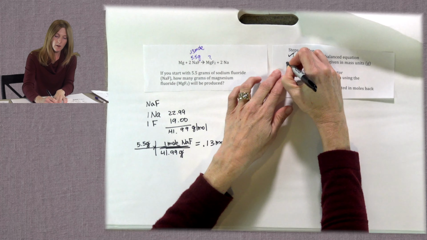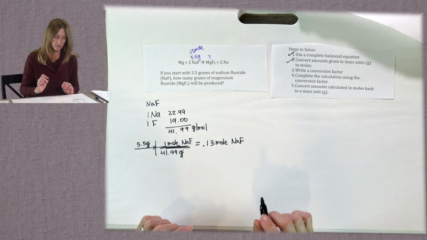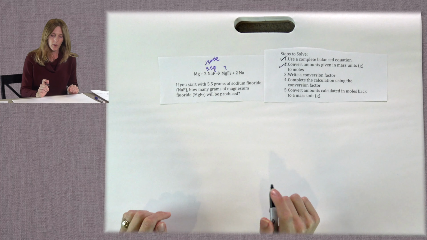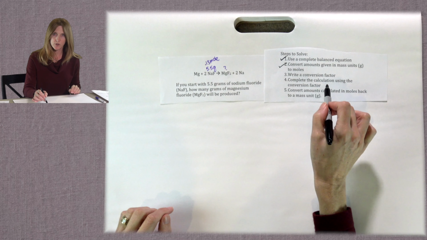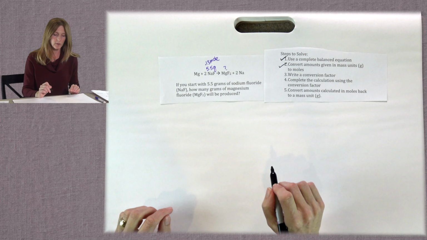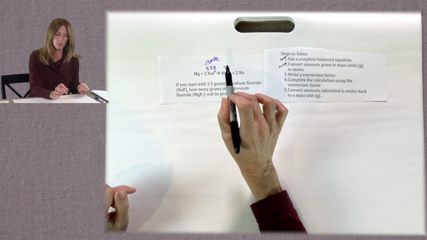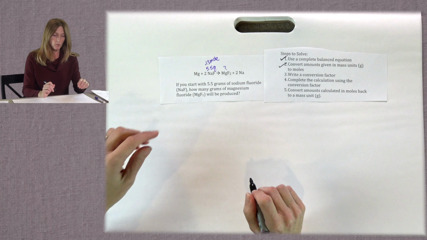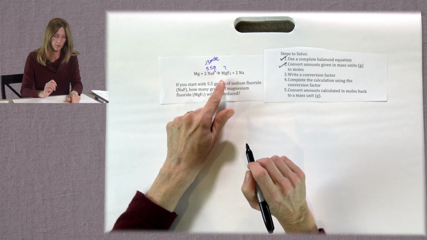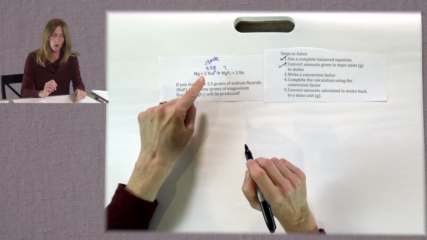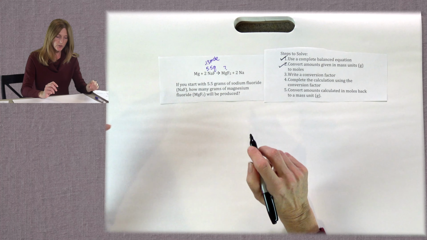So I'm going to cross that off of our steps to complete because we have finished doing that. That's good. Okay, next on our list is we need to write a conversion factor that we can use to convert from moles of one compound in the equation to moles of the other compound. So we are wanting to look at the relationship between sodium fluoride and magnesium fluoride. Remember that you use the coefficients or the numbers in front of the compounds to write this relationship.